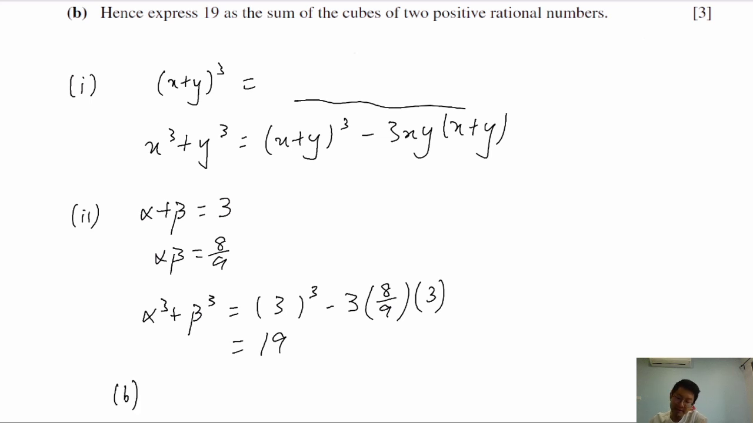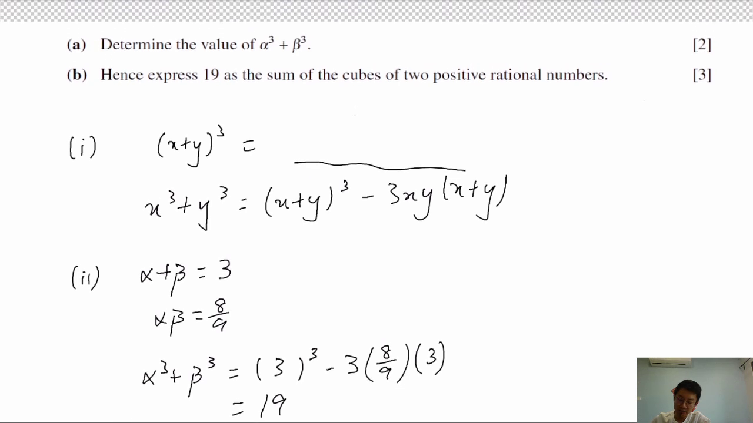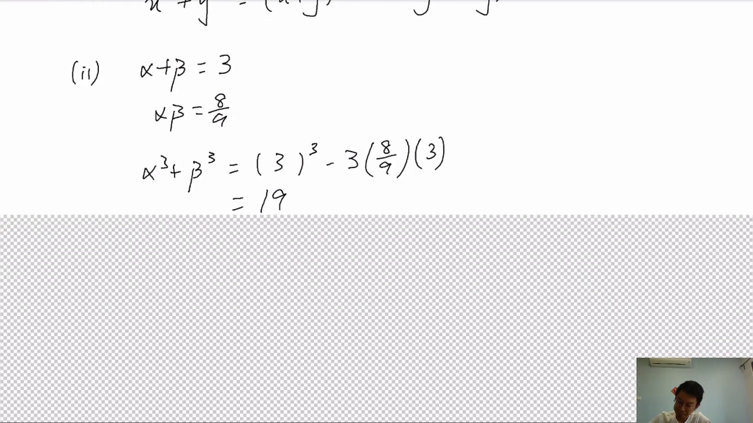Okay, part B. Hence, express 19 as the sum of cubes of two positive rational numbers. Because we have been using alpha plus beta and alpha beta, we are able to get this 19. So what are actually our alpha and beta? They are actually our roots. So how do we get the alpha and beta? Of course by solving this quadratic equation.